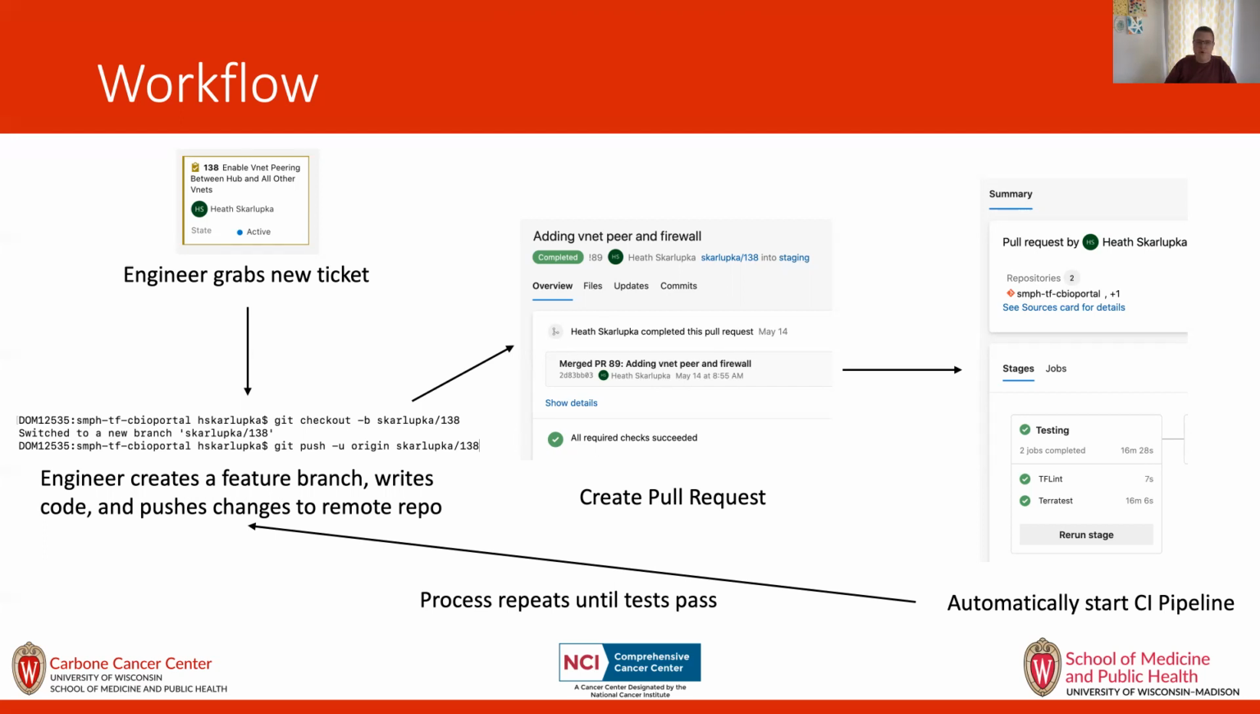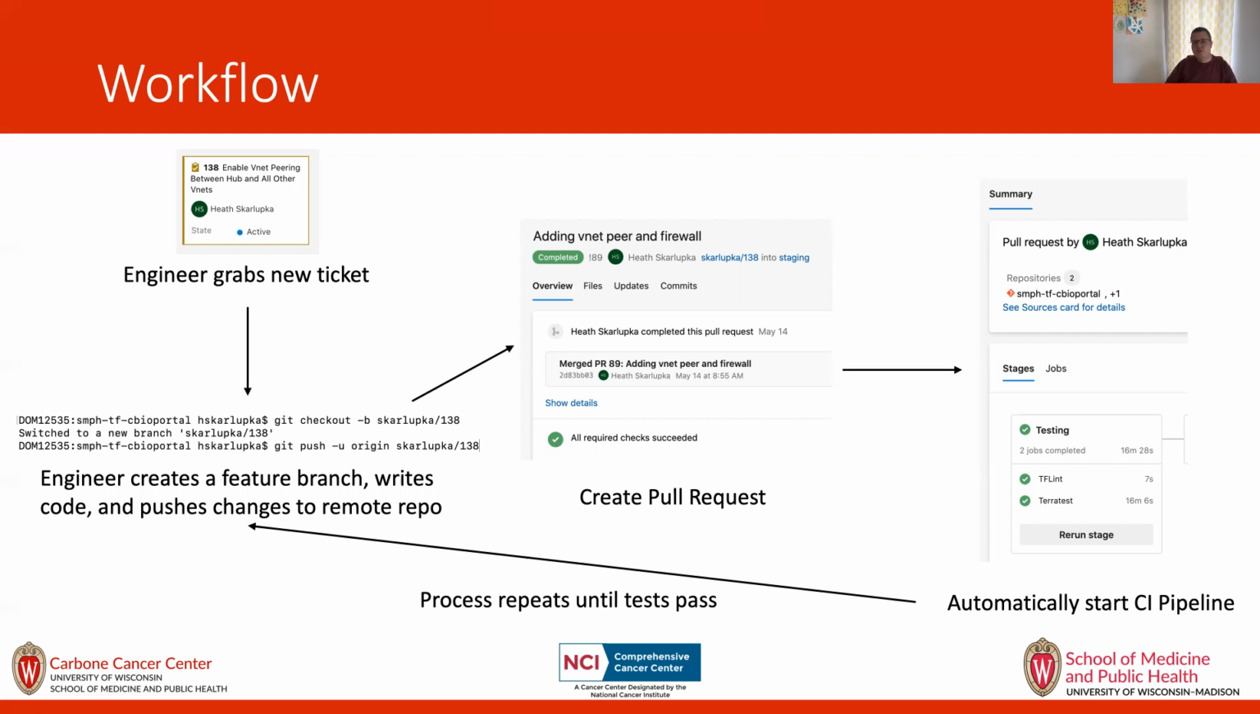And that pull request creation would automatically start our CI pipeline. And until those tests pass, the process repeats itself. So you find a bug in your feature branch, you make a change, save it, and push it up, and that'll automatically trigger the CI job to start from the beginning again.